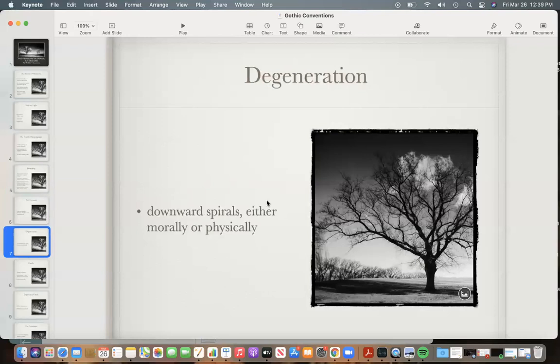Degeneration, which is a downward spiral, either morally or physically. I think you could argue that Victor sort of degenerates in both ways, particularly when he is creating the monster, because he gets so focused and so obsessed with it that he can't do anything else. He basically starves himself and goes without sleeping, and really experiences a physical degeneration, but also his morals are questionable for sure.